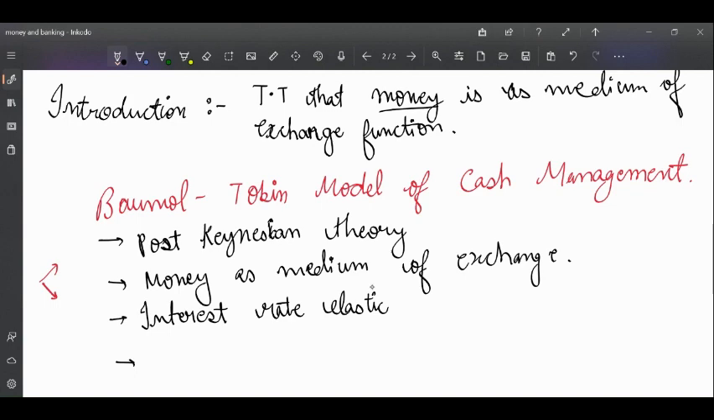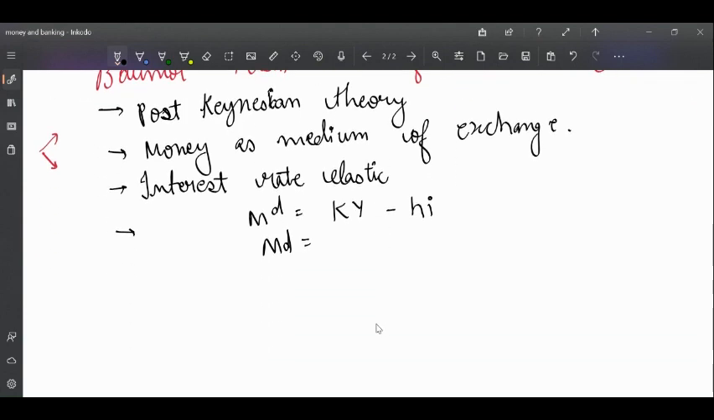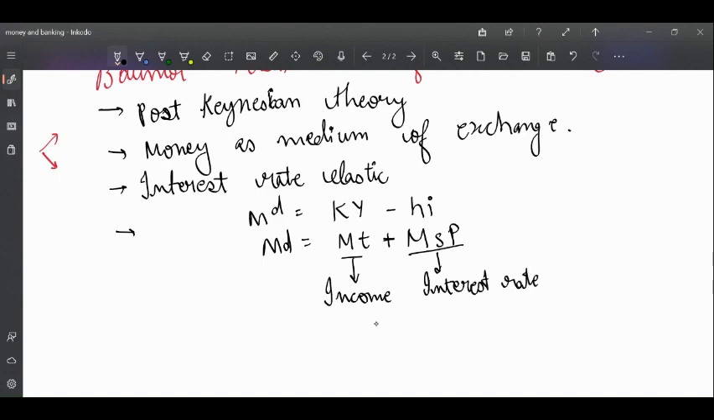Before Keynesian, what was there? Money demand depended only on income. Like we have done, money demand equals KY, where Y represents income, and then the interest rate, isn't it? All those who have studied micro will know about Keynesian money demand theory and this formula. Those who have not can go through that section. So it will be money in transaction, and we add the interest rate, that is income, and then how much interest we are getting. So this was Keynesian, and the next one is post-Keynesian.